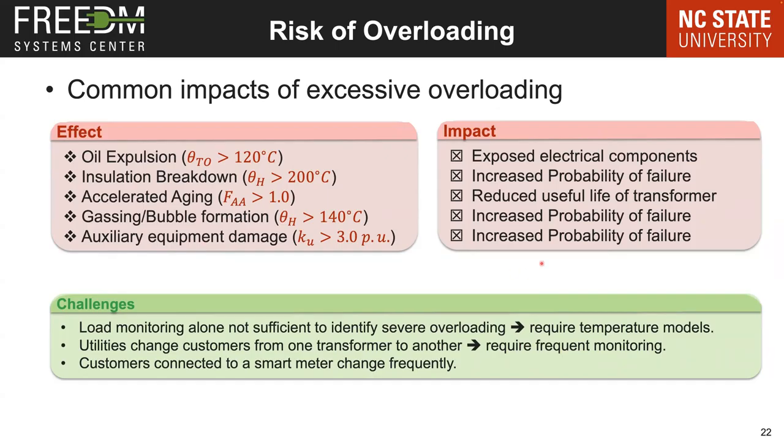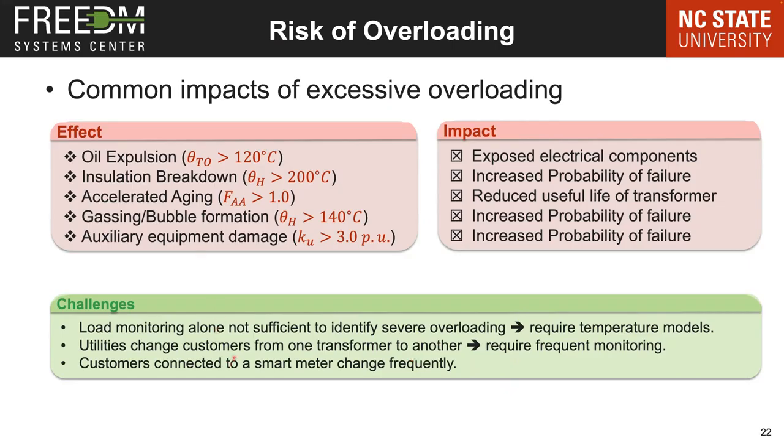So all this implies that just monitoring the load alone is not sufficient, because you have to build these internal temperatures from the load to understand what is the risk of overloading the transformer. And utilities actually try to change the customers from one transformer to another, depending on necessity that arises, due to some change in new lines. This happens a lot. Topology change, customer change from transformer to transformer, nearby transformers. This happens a lot. So you need to monitor the transformers frequently to understand how they are overloaded.